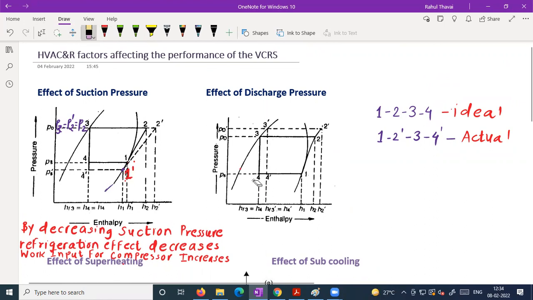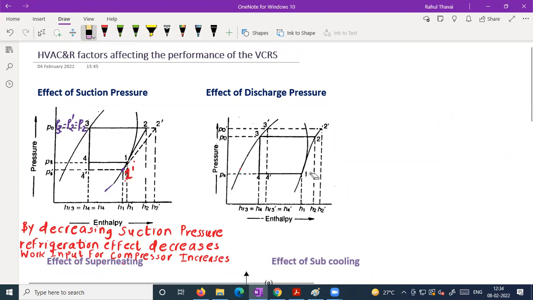Now let us move to the next process, that is the effect of discharge pressure. As you can see, the effect of discharge pressure. Now let us try to understand with what is given.